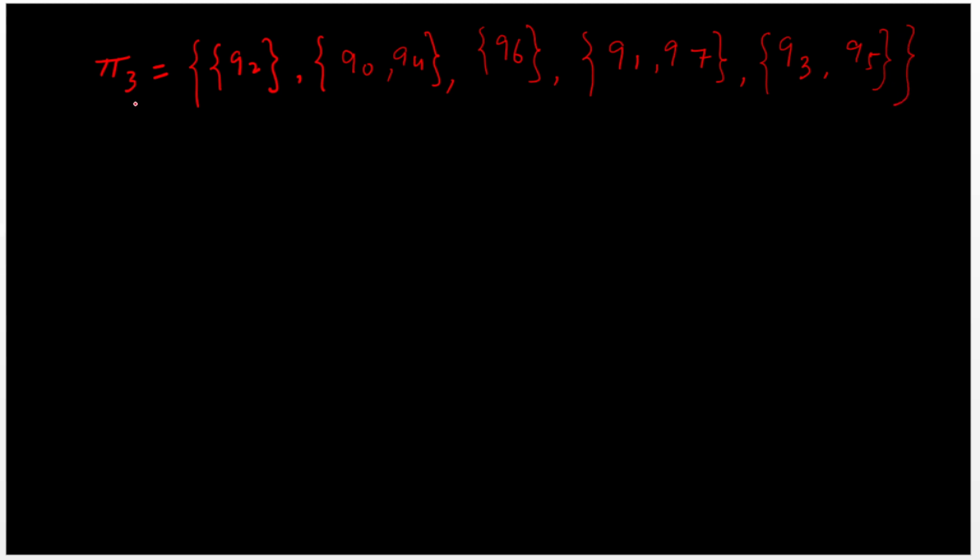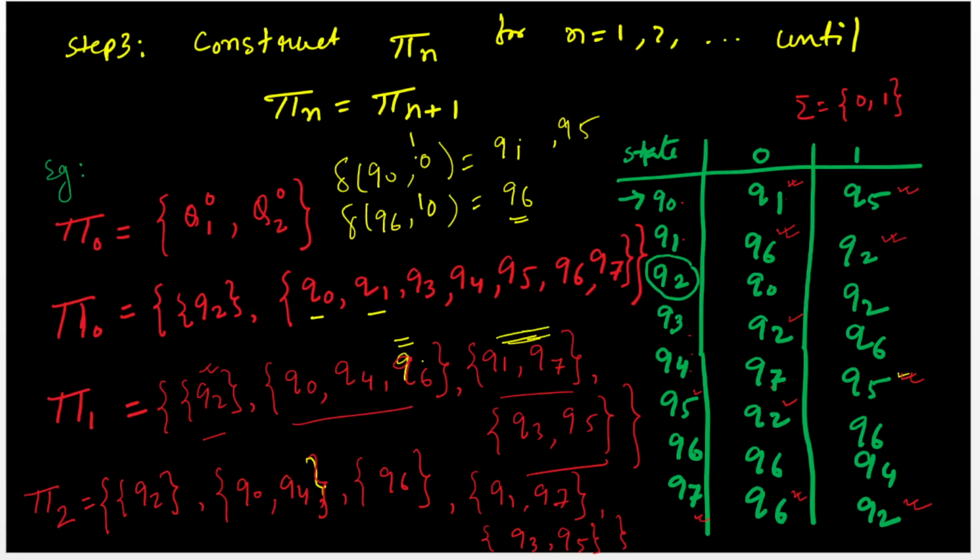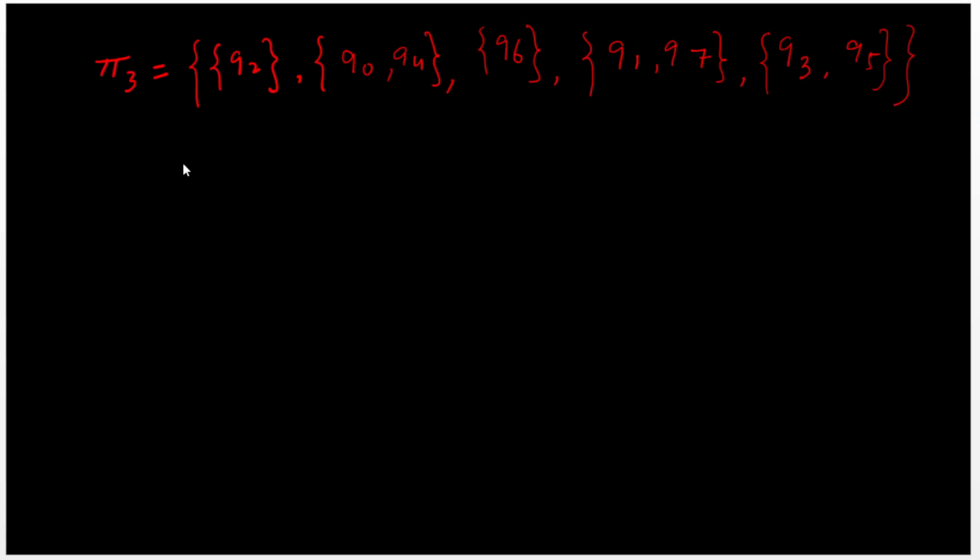Now look into this pi 3 and pi 2. Right? Pi 3 and pi 2 are the same. Now we have to stop. So pi of 3 is basically pi of 2. That is, no further partition is possible. Now we have obtained the minimum number of states automata.